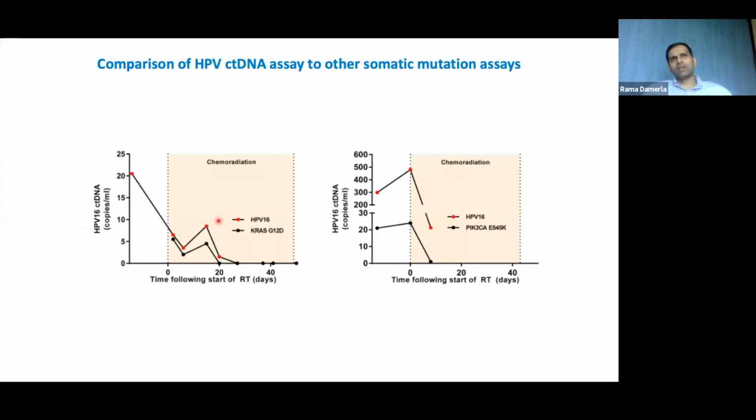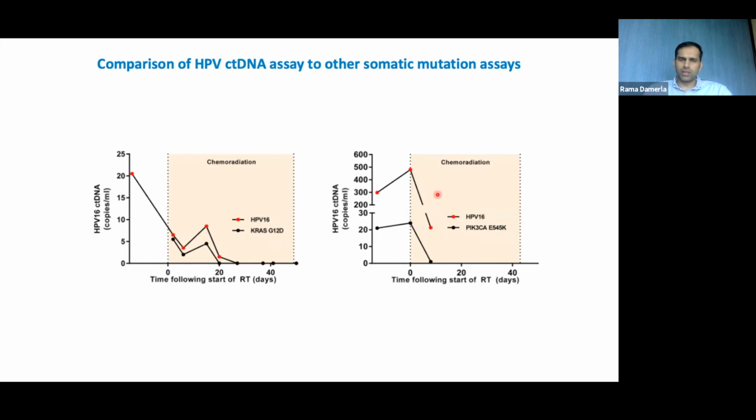And then we also measured our test along with other tests that include other driver mutations. So for example, this patient had another mutation in the gene called KRAS G12D. We used our liquid biopsy test on the cell-free DNA sample to look for HPV and KRAS. And you can see that HPV was a little more sensitive compared to KRAS. There was another patient with a PIK3CA mutation, E545K. Even in this, HPV16 performed a little better.